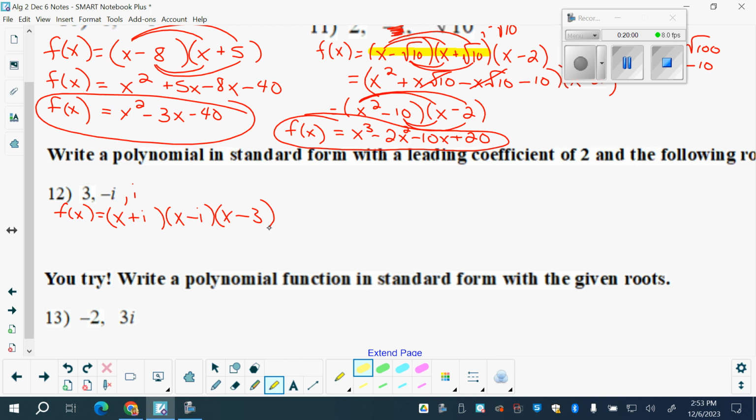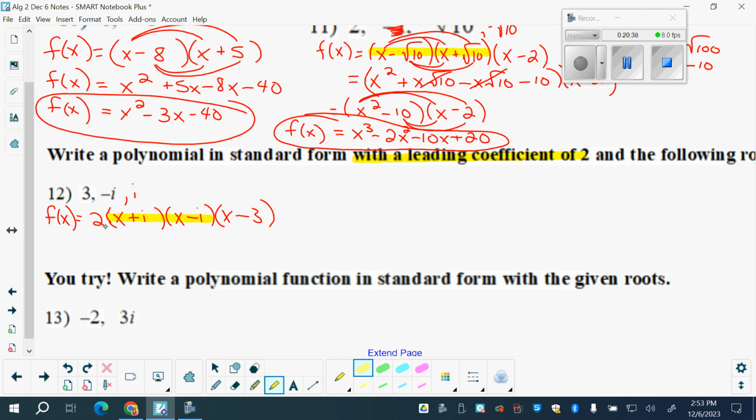Okay, so now we're going to multiply. Once again, we're going to multiply this part out first. It makes it much easier. Oops, go back to the leading coefficient of 2. Where do we put that leading coefficient of 2? That's at the very front. That's right. So it says leading coefficient, so we're putting the 2 in the front.